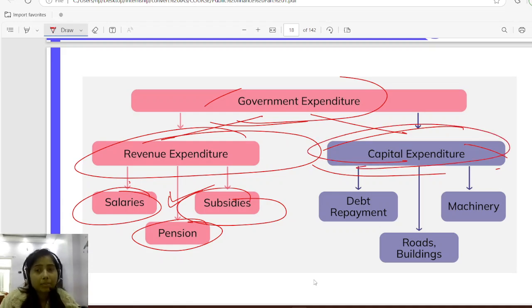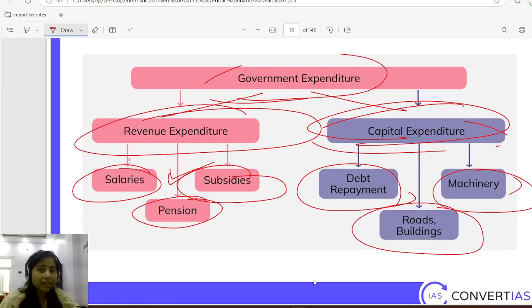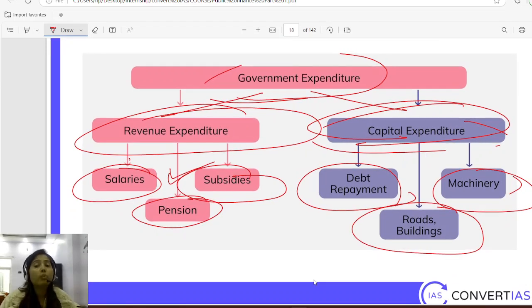Then comes capital expenditure because they are huge. Okay, so debt repayment, road buildings, machinery, all these things come under capital expenditure because we are making it once in a while and it is taking a lot of money into it at one point of time.